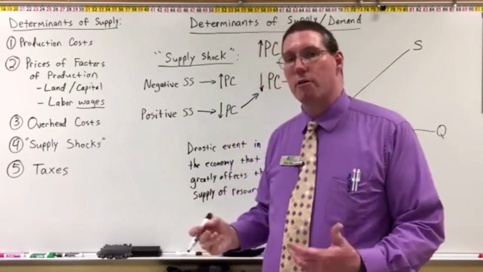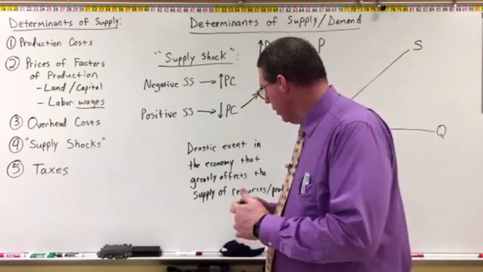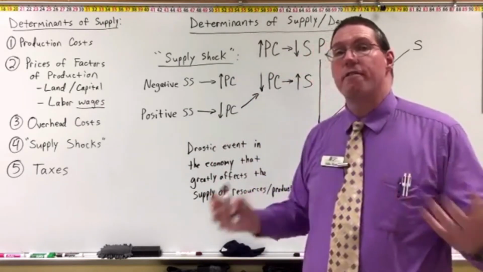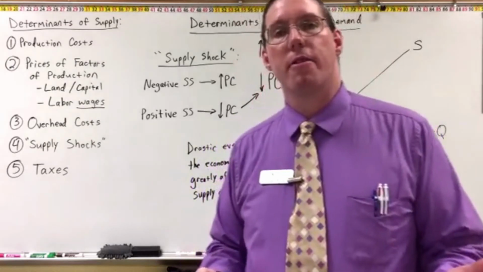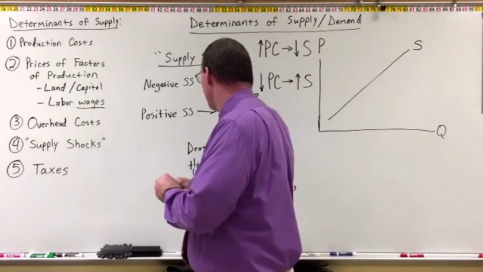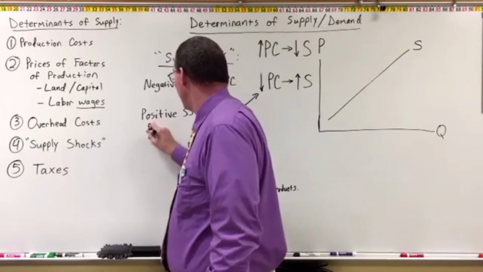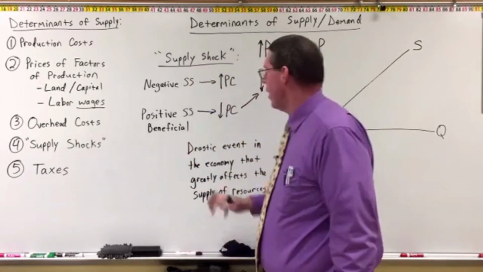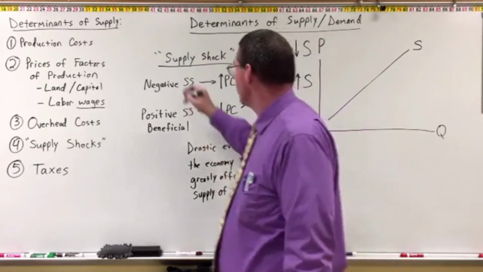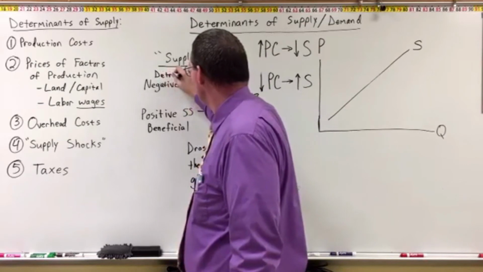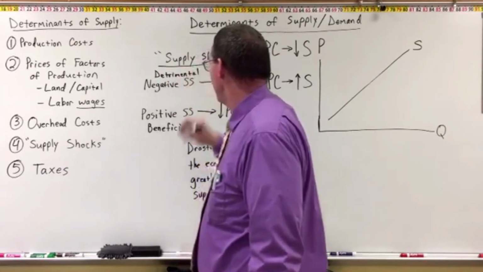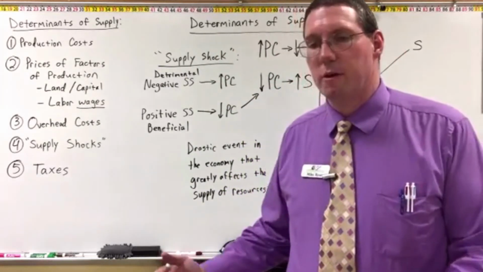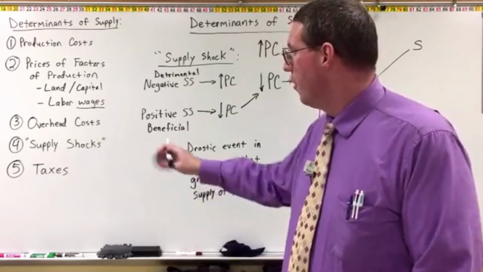Okay? So supply shocks are, like I said, drastic, out of the ordinary events that occur in the economy. Positive supply shocks are often called beneficial supply shocks. And negative supply shocks are detrimental, I guess is the right word. Detrimental supply shocks. But it's one of the things that economists account for when dealing with supply and demand issues. Okay. All right. Let's move on to this last one.